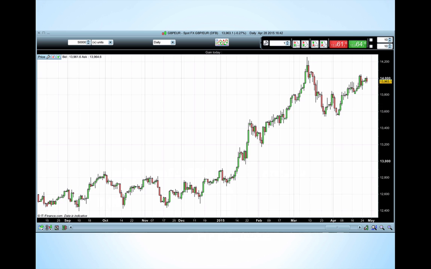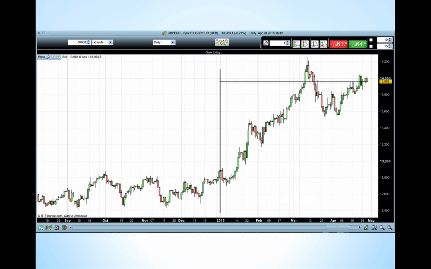This is a Forex chart of the Great British Pound Euro. I've set it to the daily time frame, so every candlestick you can see on this chart represents one full day of price action. Here we can see where the year 2015 began. If we look at the exchange rate at the beginning of 2015, it was approximately 1.2900. That means that £1 would get you €1.29.